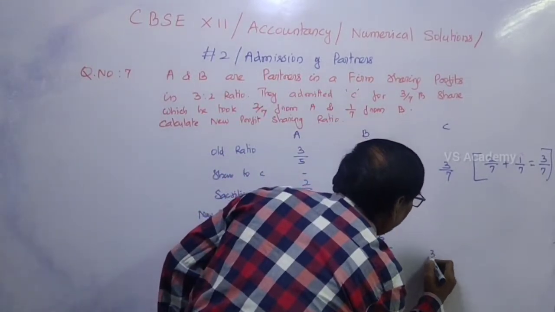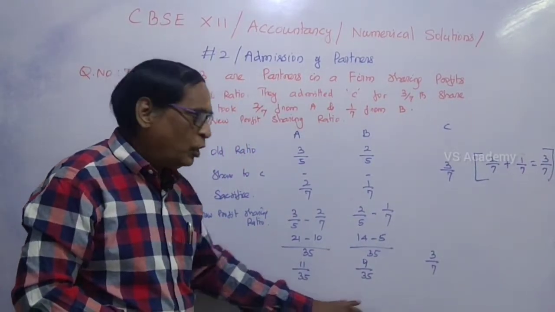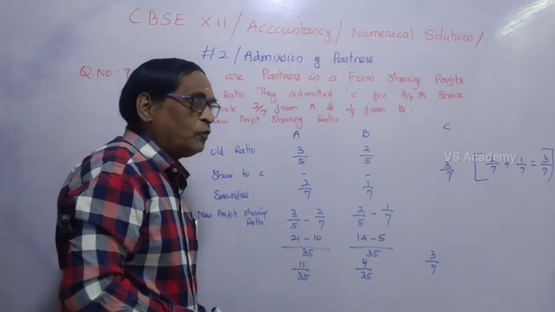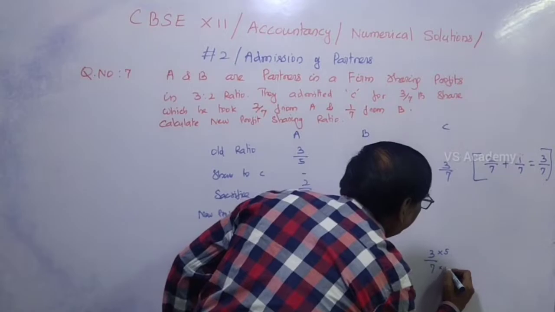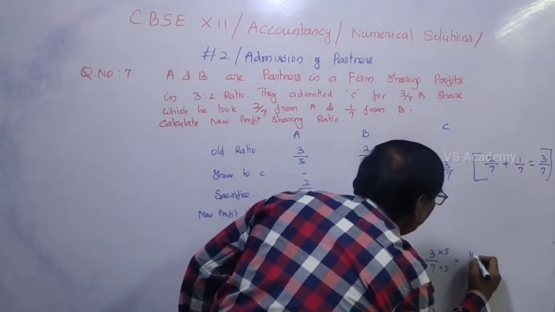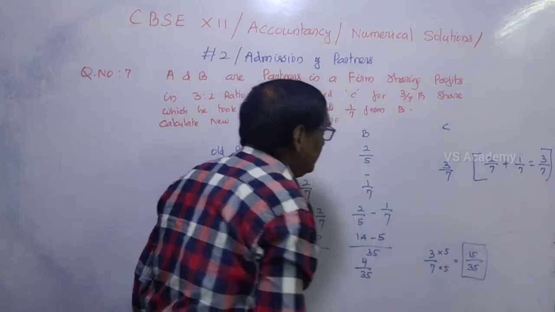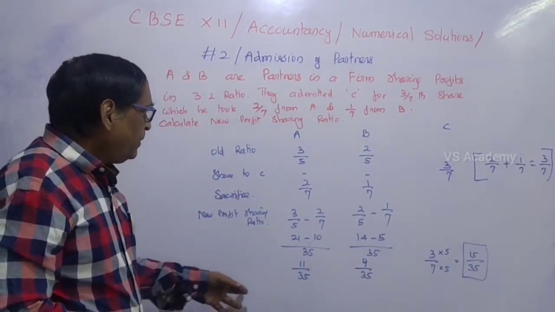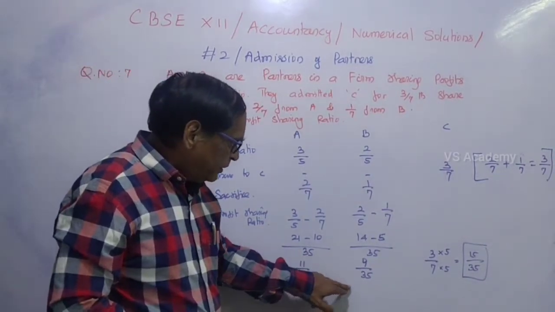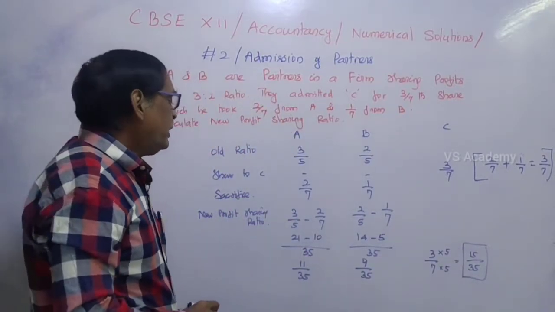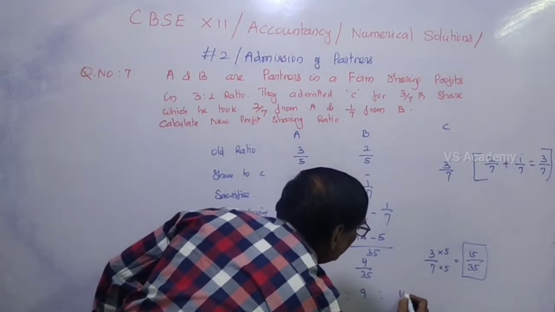See, the same ratio, 3/7. But for A and B, the base is 35. So you have to convert the base to 35. We have to multiply both denominator and numerator 5 times. So 3 into 5, 15 divided by 7 into 5, 35. So his share for C. So the share between A, B, C is 11/35, 9/35, 15/35. So the new profit sharing ratio is 11:9:15.